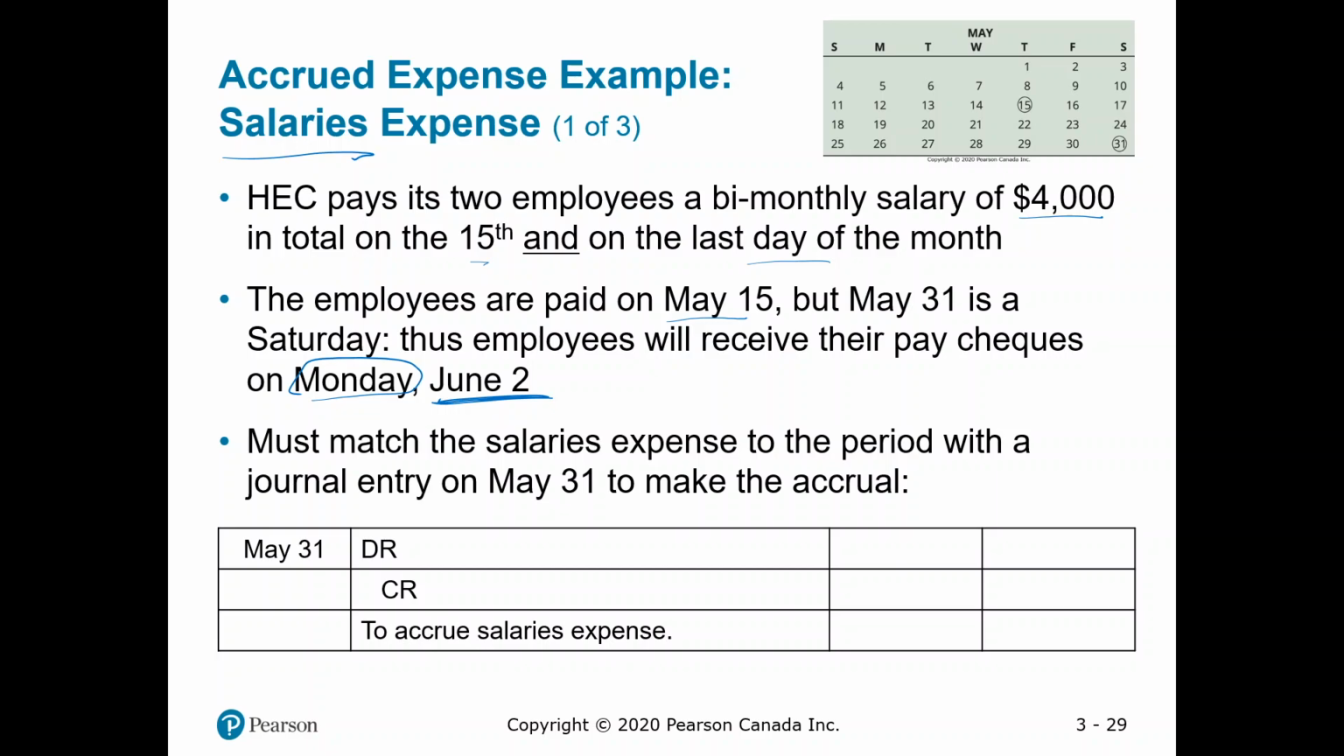So we know we have this matching principle. We need to match the expenses within the period that they are incurred. So this pay period goes from the 16th to the 31st. We've fully incurred that expense because we've had those employees work for us. So we need to accrue the payroll even though it's not getting paid. We need to record the expenses in May. So our debit here, we're talking about salaries. So we will debit salaries expense.